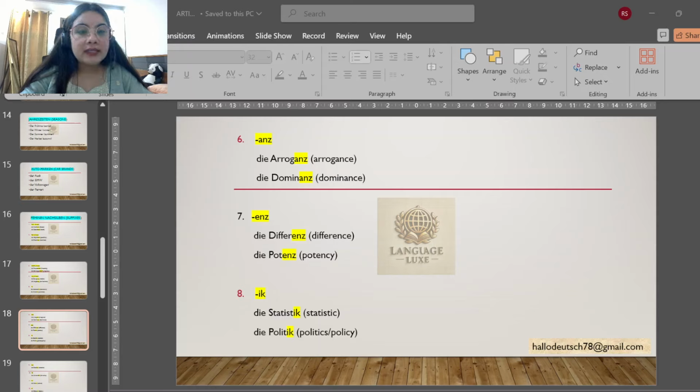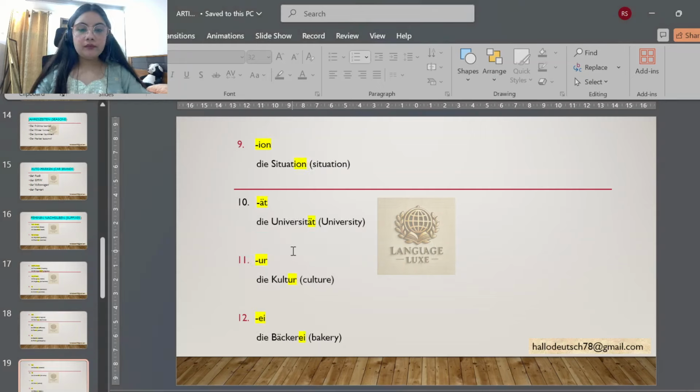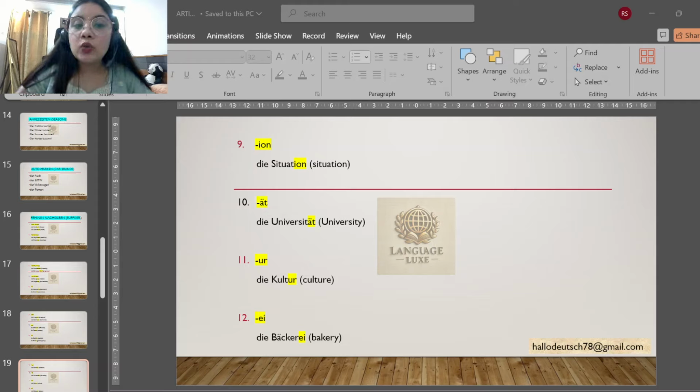Now, next is ik. IK. Die Statistik. IK is coming at the end, which is why it will be feminine. Die Politik. Again IK, so feminine in nature. Then comes ion, ION. Die Situation. Try to pronounce it correctly. Die Situation. Whenever ION comes at the end, it is mostly feminine.